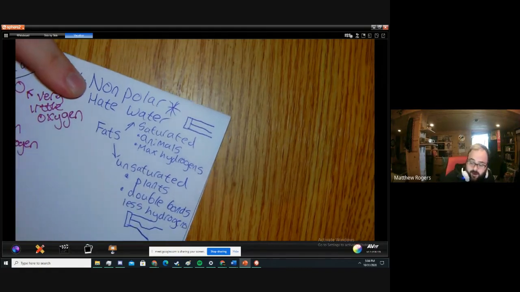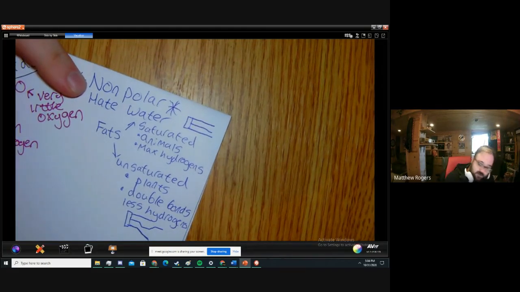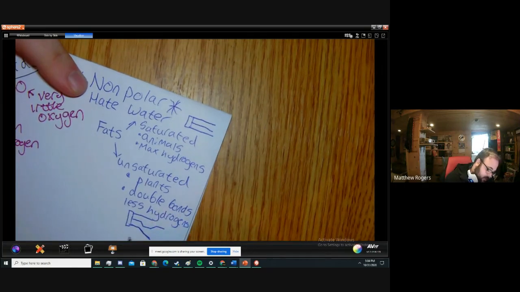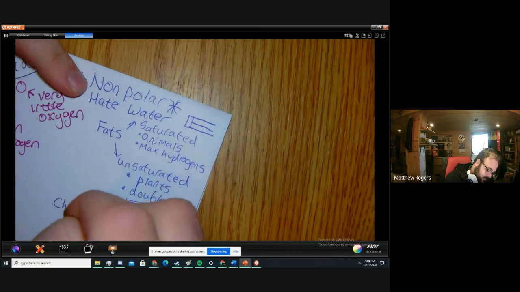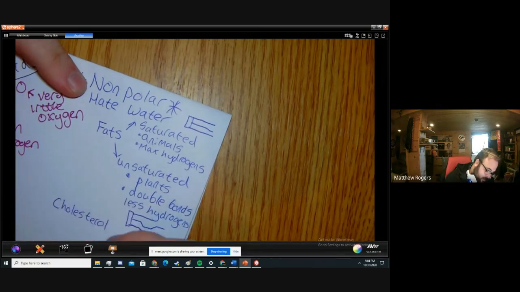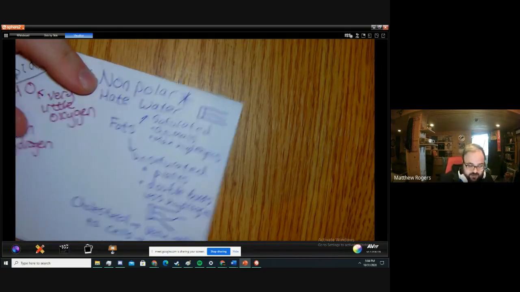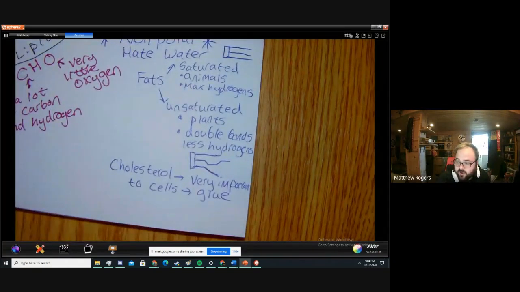Okay. Next, we have, let's see, cholesterol. It's very important. Two cells, I'm just going to put glue. It's like a glue. It kind of holds things together. Sorry if you couldn't see that for a second. It holds things together.